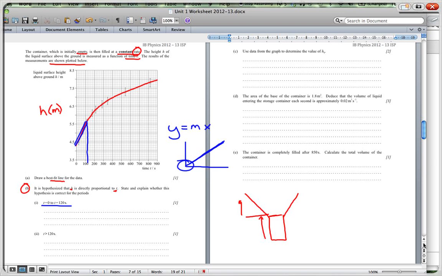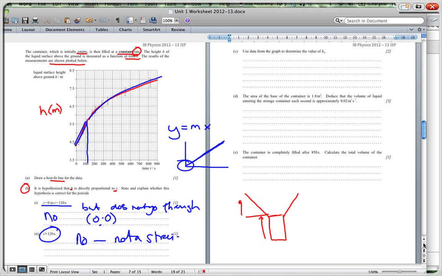It's a straight line, but does not go through the origin. Does not go through 0 point. So no, it's not directly proportional. And then greater than 120, we're looking at this section of the graph. No, it is not a straight line. And also obviously it does not go through the origin also.